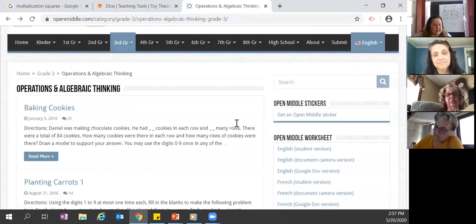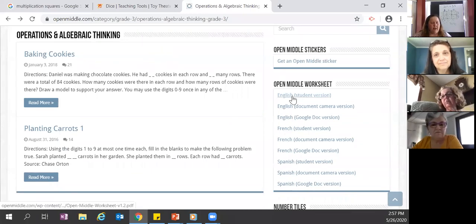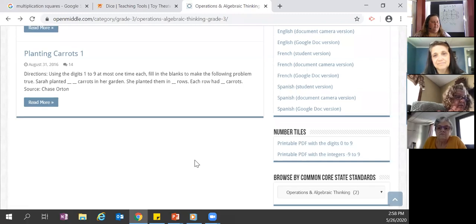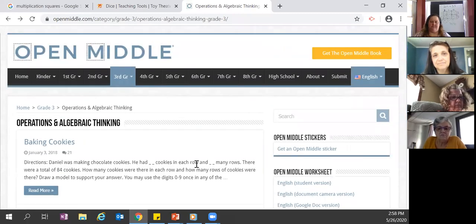And let's see, I believe you can print off these problems. And oh, here's the number tiles as well. So there's the printable number tiles. And if you work with older grades that might use the negative integers, you actually can print off integer tiles as well. They go from -9 to +9. So you can use those as a resource.